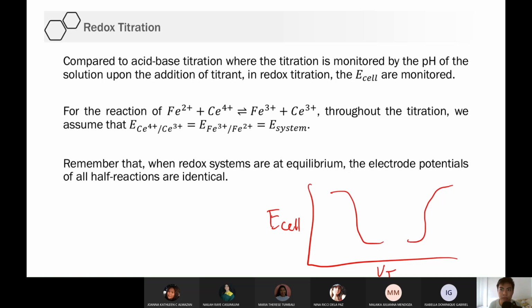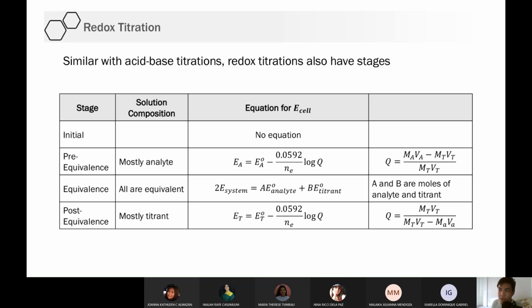Okay, so again, take note that the E cell is the y-axis, hindi na pH. Ang pH pang acid-base lang, pero kapag redox E cell, okay? Kasi yun yung sinasolve natin using the Nernst equation. Okay? These are the equations necessary to carry out the calculation for the E cell.